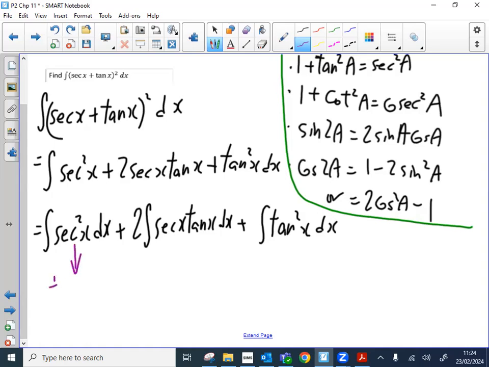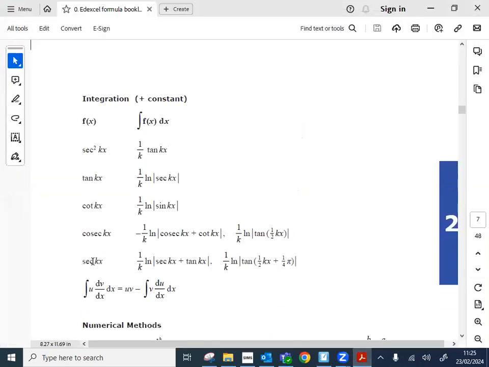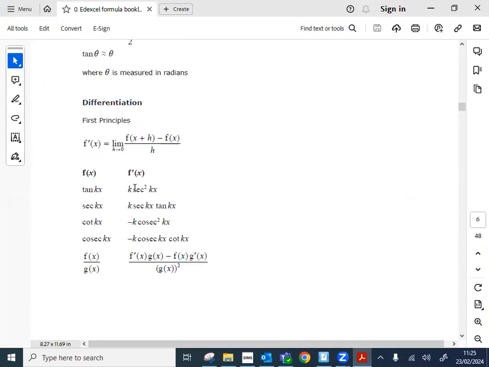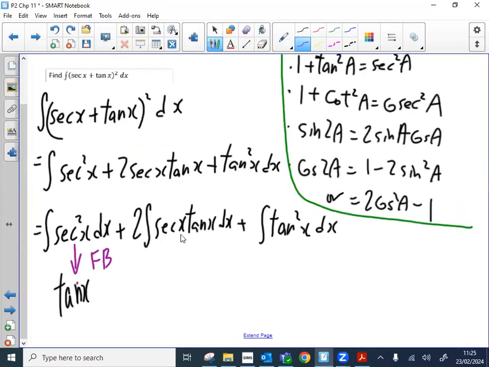Now I'm just going to write in here, in black, how I get this answer. I get this from the formula booklet, FB, formula booklet, not Facebook. Sec x tan x. Let's look at the formula booklet again. Do we have anything about sec x tan x in here? No. What about the top in here? Yes, we do. Remember, we can also use the differentiation chapter and work it backwards. Differentiating sec x is sec x tan x. That means if I work it backwards, integrating sec x tan x gives sec x. So this one will be just sec x.